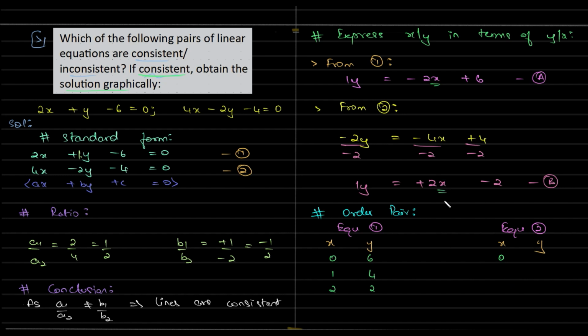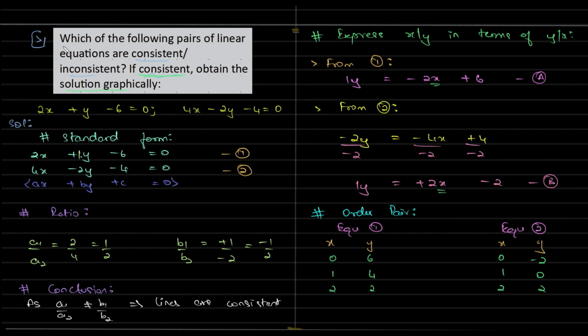So we have X to be 0. So if X is 0, then the Y is -2. If X is 1, we have Y to be 0. And if this is 2, this is also 2. Clearly the solution is 2, 2. But anyways, we have to show this graphically as well.